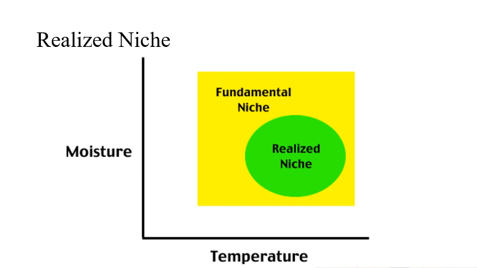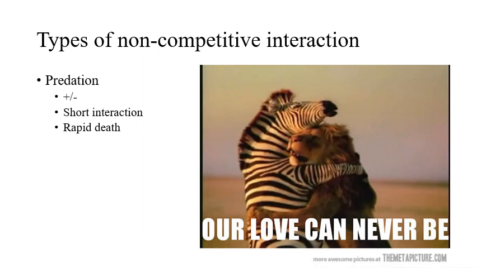There's a concept known as the competitive exclusion principle. Two organisms cannot occupy the same niche in the same location because there will be competition. One of them will win, one of them will lose. So organisms work to reduce competition amongst conspecifics. So that's a competitive interaction.